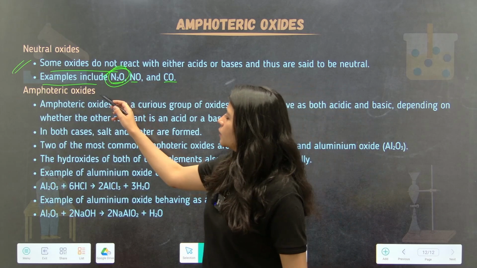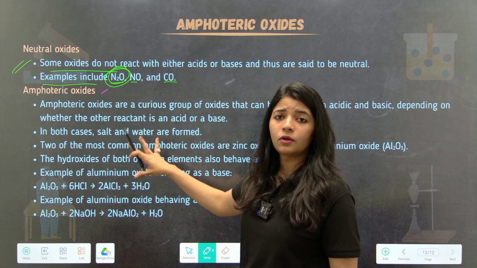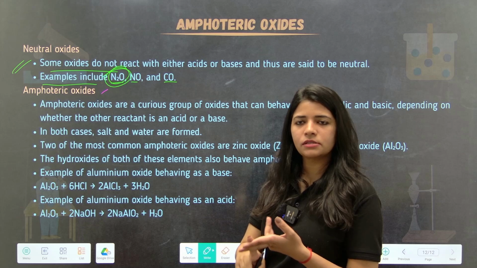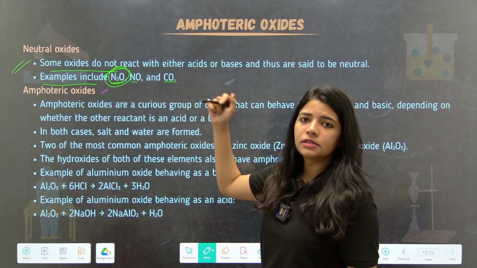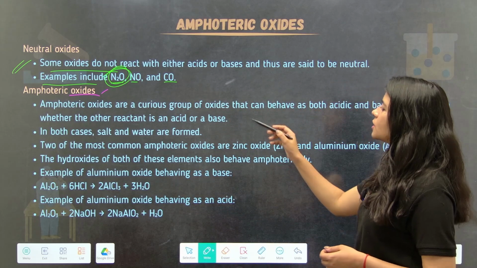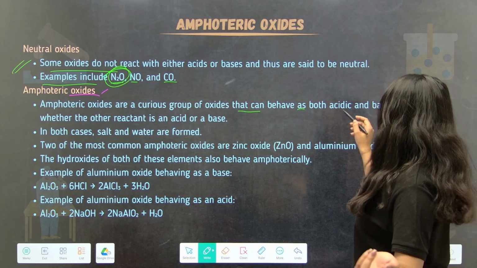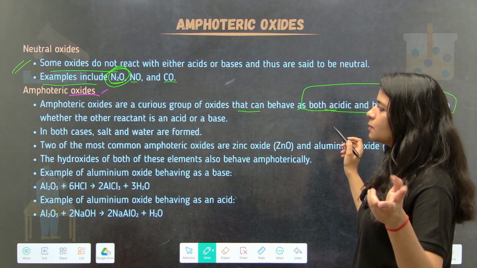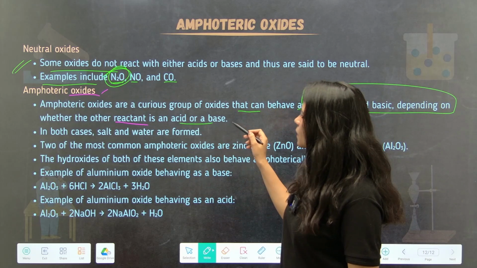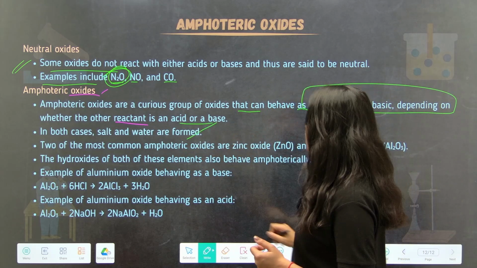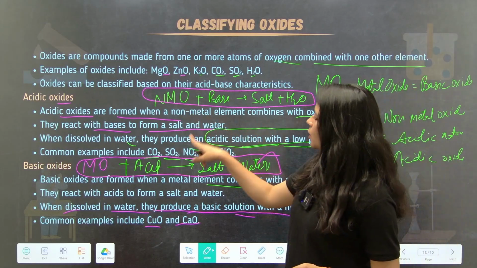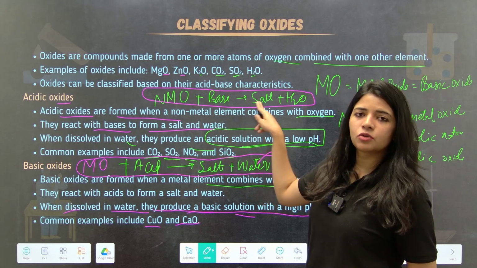Next is amphoteric oxide. So let's talk about this important point. Neutral oxides, you already know, are the ones which do not react with acid or base: N2O, NO, and CO, carbon monoxide. Now, what is amphoteric oxide? Amphoteric oxides are a curious group of oxides that can behave as both acidic and basic. Amphi means both, so they can act as both acid and base, whether the other reactant is an acid or base. In both cases, salt and water are formed, obviously, because acids and bases both react with NMO and MO to give salt and water, right?